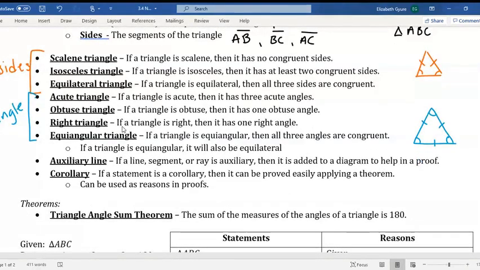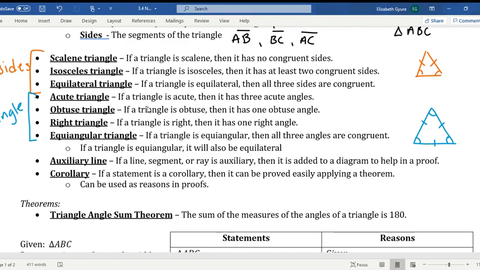Then we have something called the auxiliary line. If a line, segment, or ray is auxiliary, then it is added to a diagram to help in a proof. I think there was actually one in your homework where you had to add a little segment to split a picture in half. I don't know if you guys remember that. That would technically be an auxiliary line. It's a line that doesn't technically exist in your picture, but you're allowed to draw it to imply some additional information about a picture.